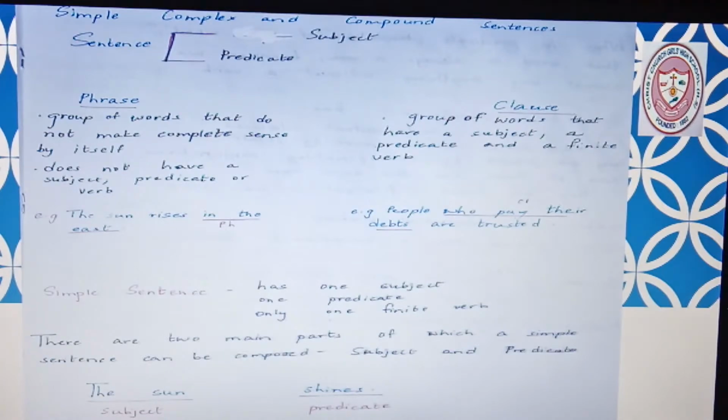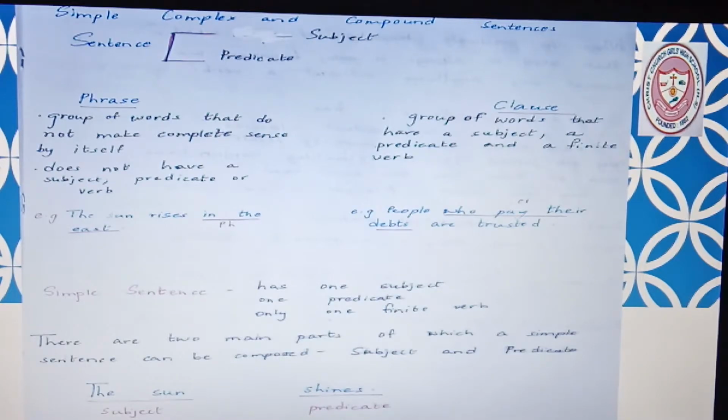To understand, I have supplied an example. Look at the example carefully. The sun rises in the east. This is a very simple sentence. Here it is underlined: in the east. That part is the phrase.